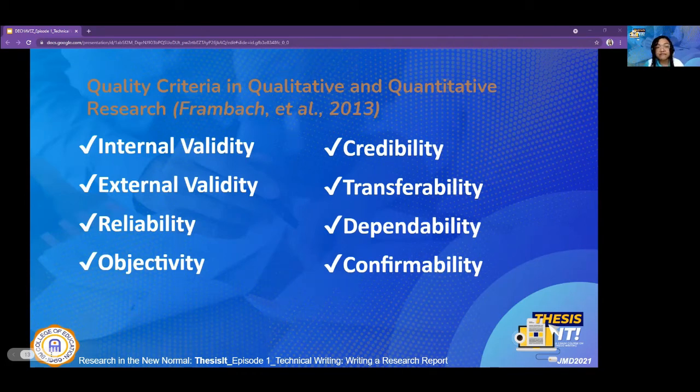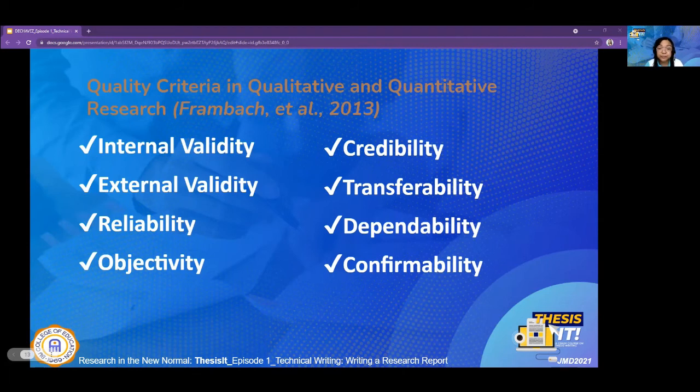The truth value of evidence in quantitative research refers to internal validity. The internal validity is, of course, we all know this, the extent to which observed effects can be attributed to the independent variable. The truth value of evidence in qualitative research is on credibility, the extent to which the study's findings are trustworthy and believable to others.